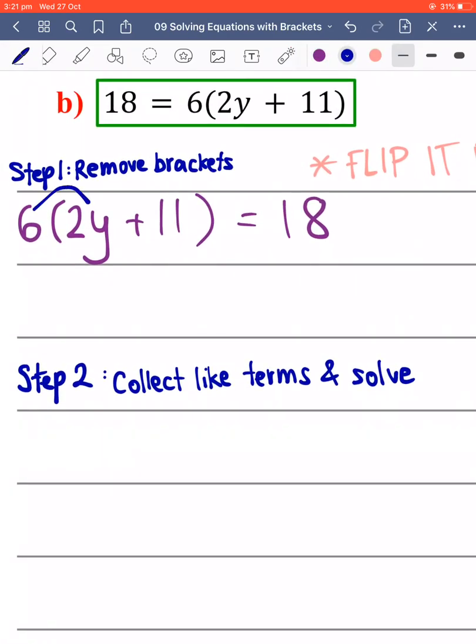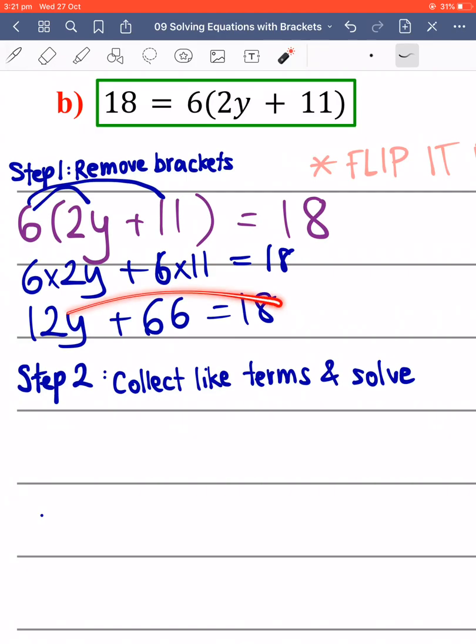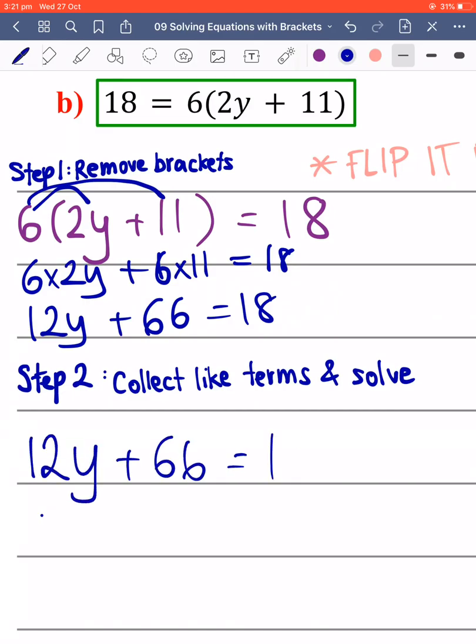So 6 multiplied by 2y, which gives me 12y, plus 6 multiplied by 11, which gives me 66. And again, we just write that remaining part, which is equals 18. Now we have our expression that we can actually use, and we can go on from there. So I'm just going to rewrite that one for us. So I've got 12y plus 66 equals 18.